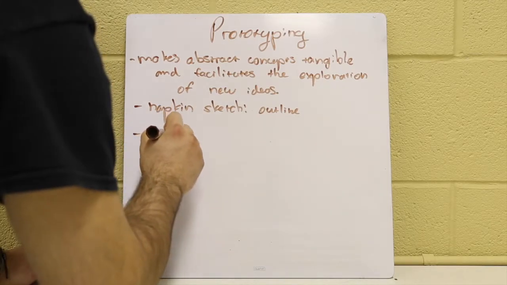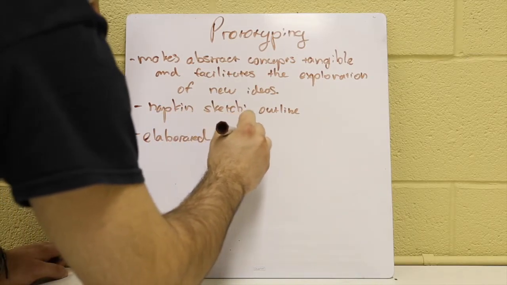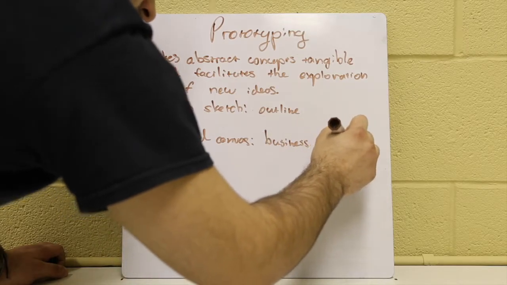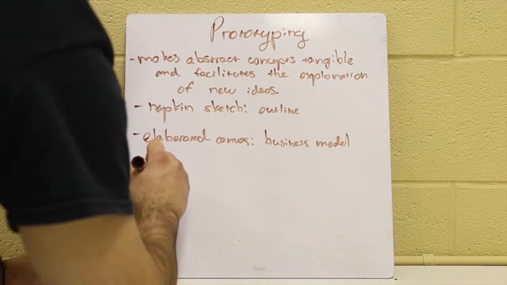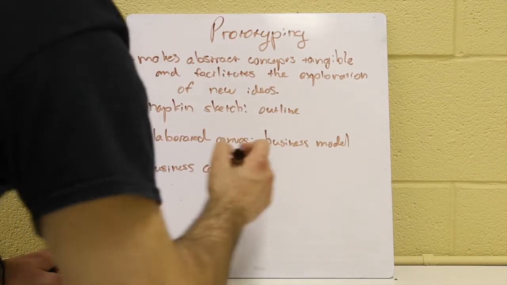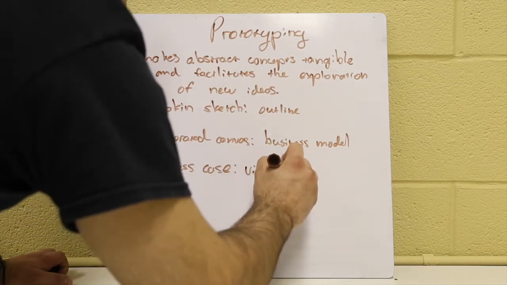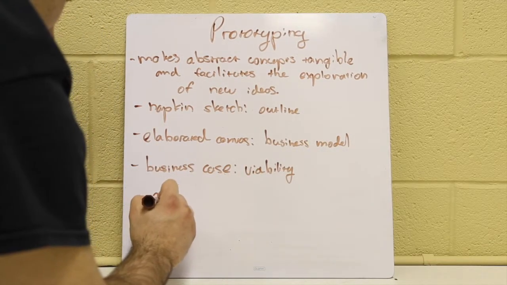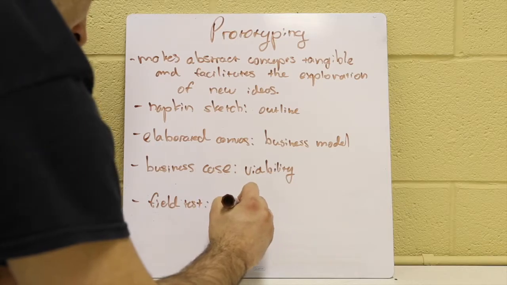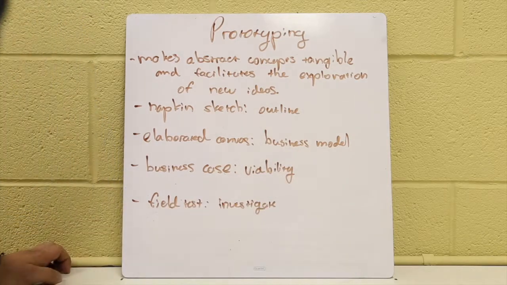Second would be an elaborated canvas, meaning constructing a business model with the canvas that was discussed previously in chapter 1. The third would be a business case, which simply shows or proves the viability of the idea. And lastly would be the field test, where you actually investigate the success or efficiency of the idea.